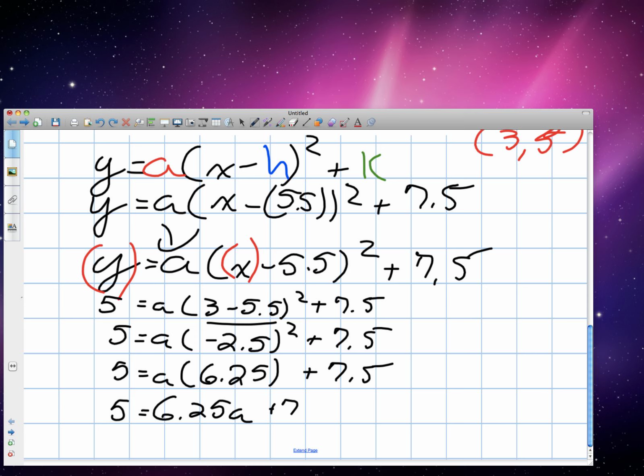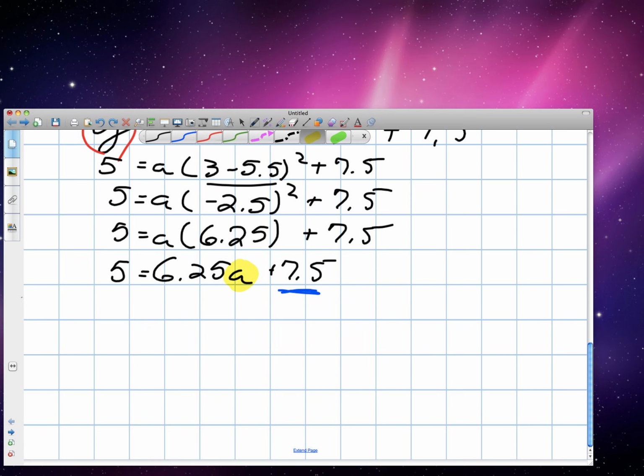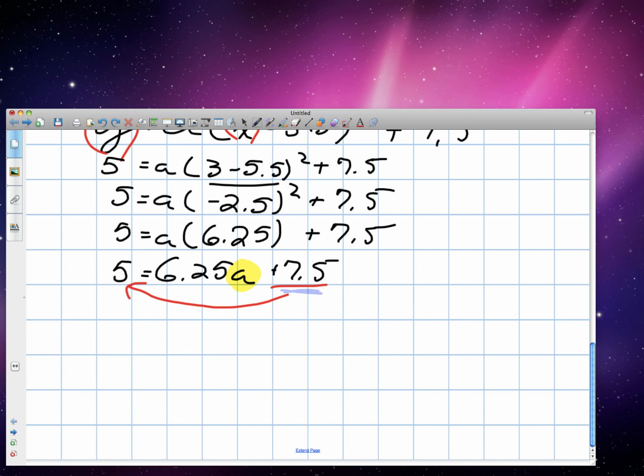Now remember, our goal is to isolate A here. 5 minus 7.5. Okay, so we do reverse BEDMAS to isolate something. So I'm going to move, even though this is 6.25 times A, and in BEDMAS we would deal with that first. When we're trying to isolate the variable, I do reverse. So the last things I normally equate are addition and subtraction. They're going to be the first things I move. So I'm going to move 7.5 to the other side. What's it going to become over there? Yeah, 5 minus 7.5 is equal to 6.25A.